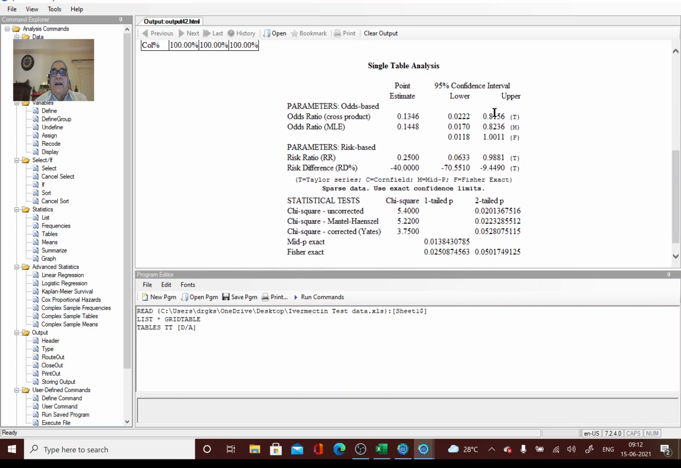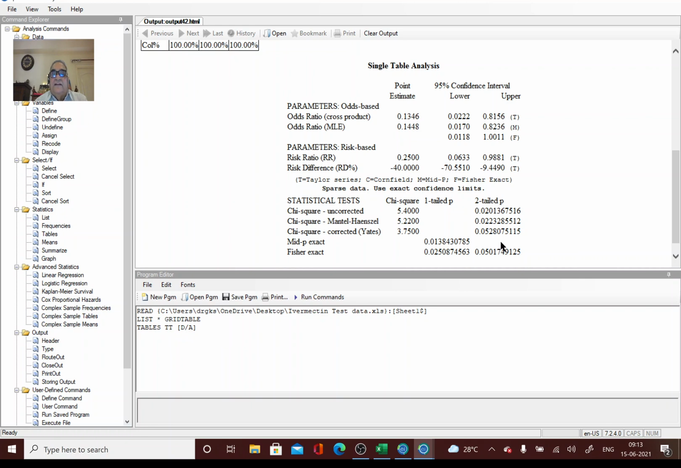But what we get additionally is this 95% confidence interval. So this is the point estimate, 0.13 of odds ratio, 0.25 of risk ratio. And this confidence interval says that if we repeat the study 100 times, 95 out of 100 times, the value of odds ratio will range between 0.02 to 0.81. And as this confidence interval does not include the null value of 1, that's why this odds ratio is significant.